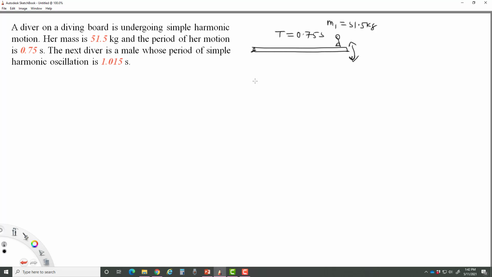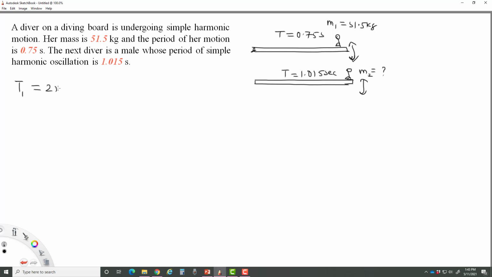And using the same board, another diver undergoes simple harmonic motion, but for this person, let's say his mass is m2, which is unknown. The time period is 1.015 second. So what is the mass of this person? It's exactly the same kind of problem as the previous one.